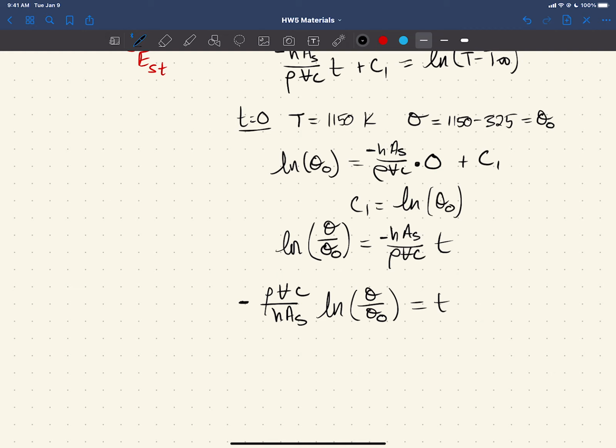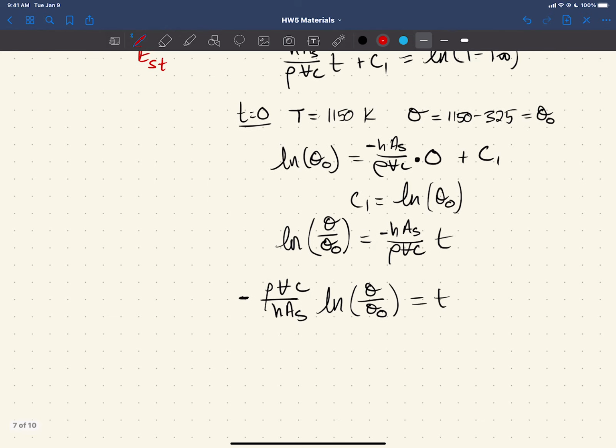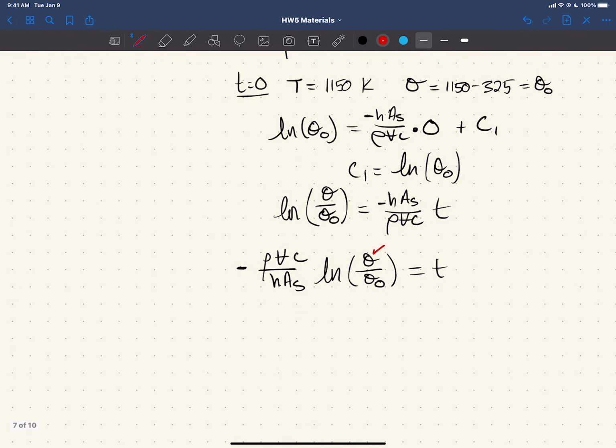And where was I going with this? We want to know the time that it takes to cool it to 450 Kelvin. Since we know the desired temperature, theta is going to be 450 minus 325, and theta naught is our 1150 minus 325, and then all this other stuff we're given in some way, shape, or form.